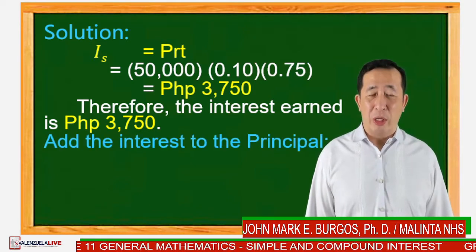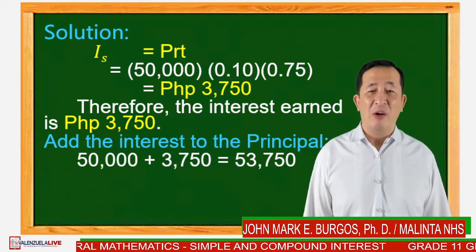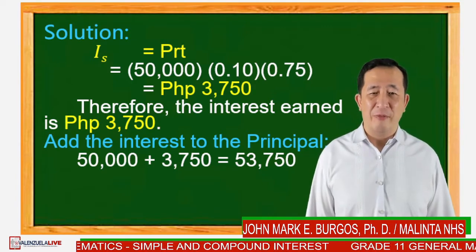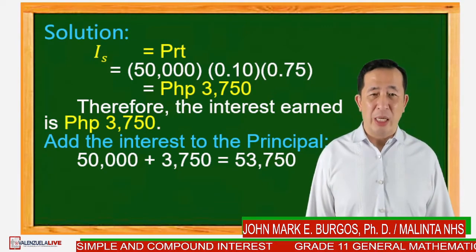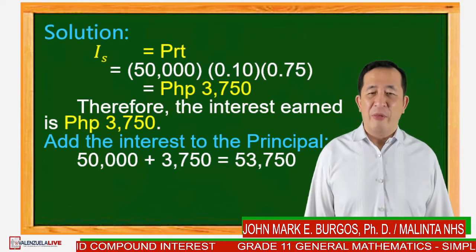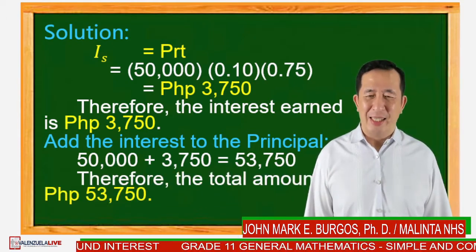Add the interest to the principal, we have 50,000 plus 3,750 is equal to 53,750. Therefore, the total amount is 53,750 pesos.